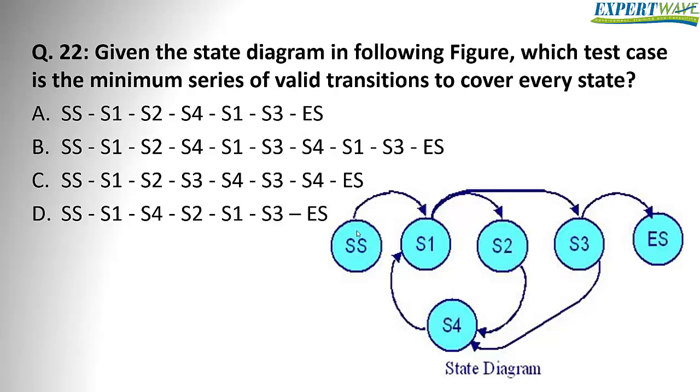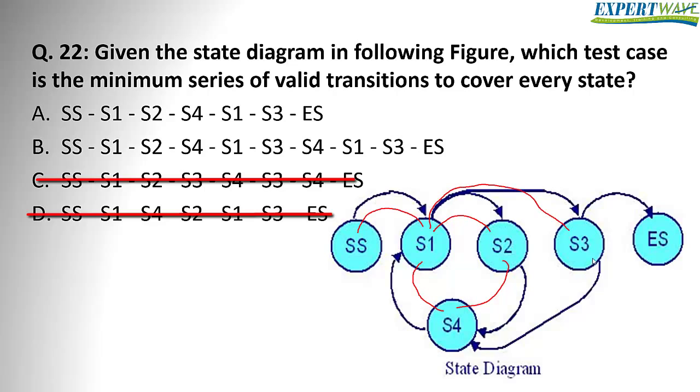If we start from SS, we can go only to S1, and from S1 we can go to either S2 or S3. So here answer D is wrong. From S2 we can only go to S4. So again here answer C is wrong. From S4 we can go back to S1, then to S3, and from S3 we can either go to ES and stop or go back to S4 again.